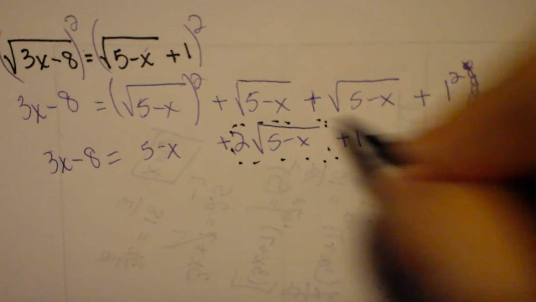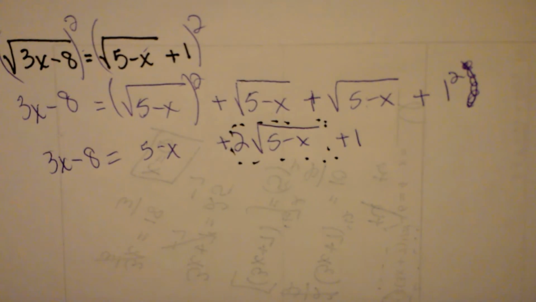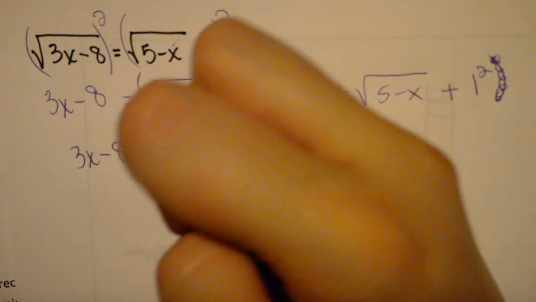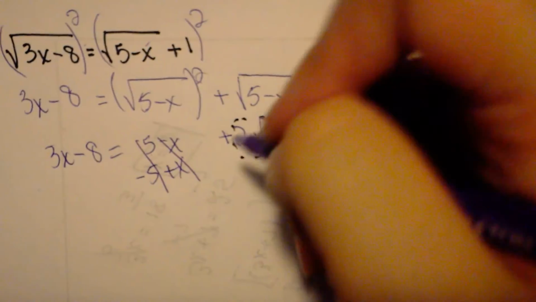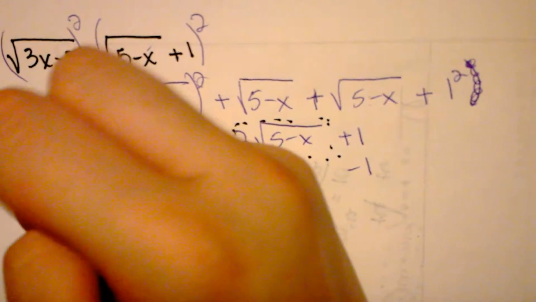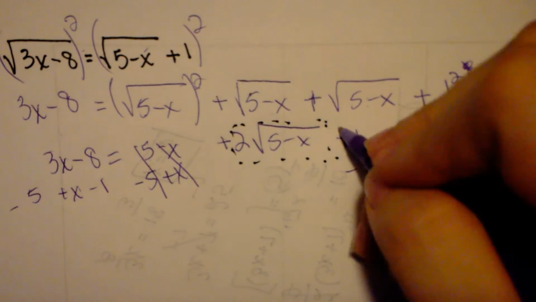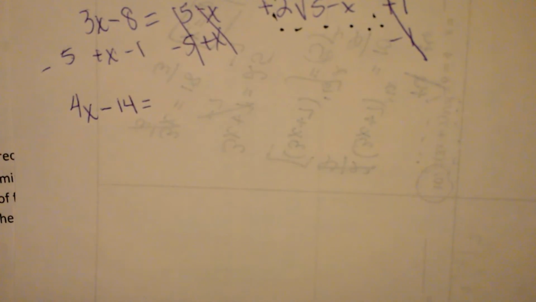We're going to put that in quarantine. We're going to get that isolated. So I'm going to subtract 5, add x, subtract 1. So 3x plus x is 4x. Negative 8 minus 5 is negative 13. Minus 1, that's negative 14. And that's equal to 2 times the square root of 5 minus x.